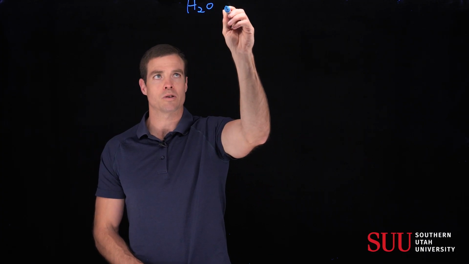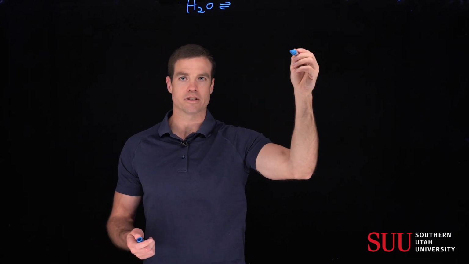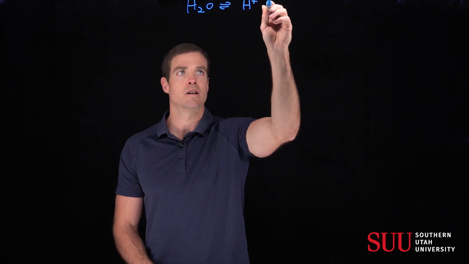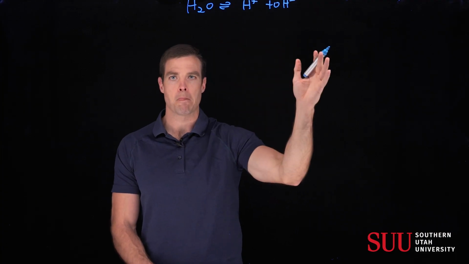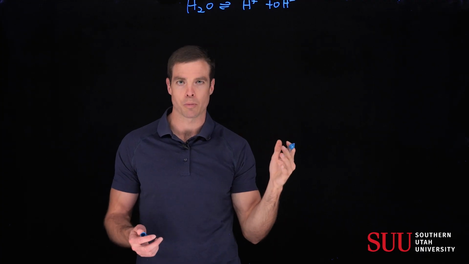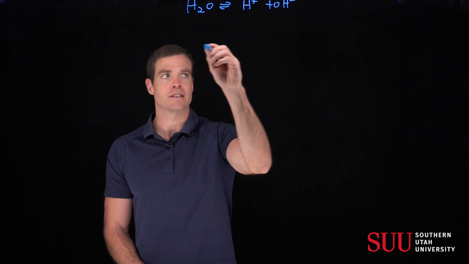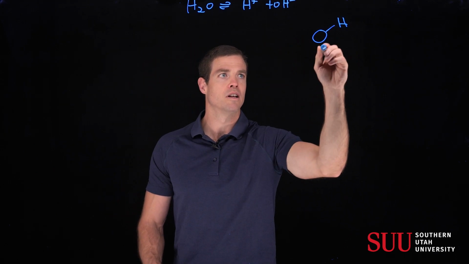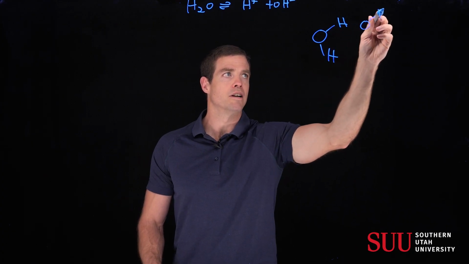We have the water molecule, and it turns out this water molecule self-ionizes all the time, and it does it following this reaction: H plus OH minus. This happens all the time, and it's called the autoprotolysis of water, or the self-ionization of water. Why does that happen? Well, it happens because of this reaction. Okay, you have a water molecule, and let's say you have another water molecule right here.